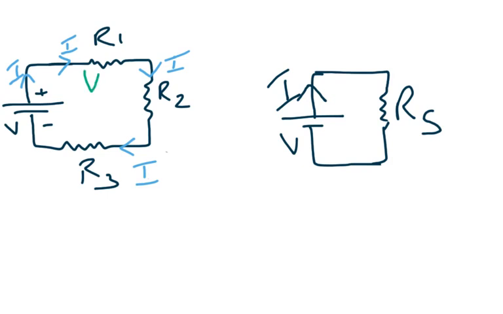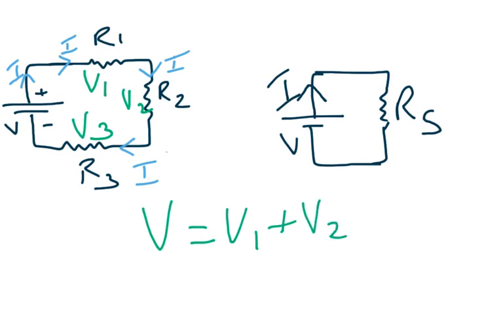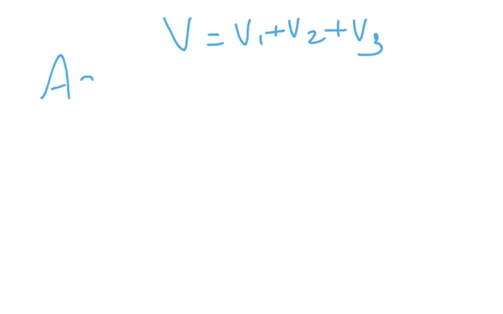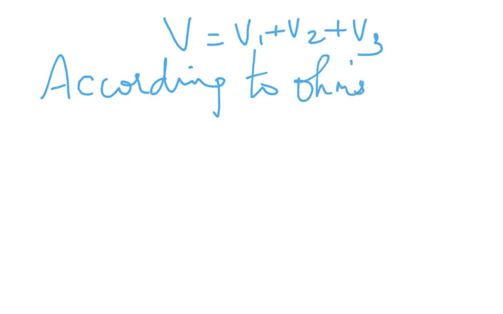Now V1 be the potential difference across R1, V2 be the potential difference across R2 and V3 be the potential difference across R3. So the total potential across all the three resistors will be V1 plus V2 plus V3. According to Ohm's law, V is equal to IR.